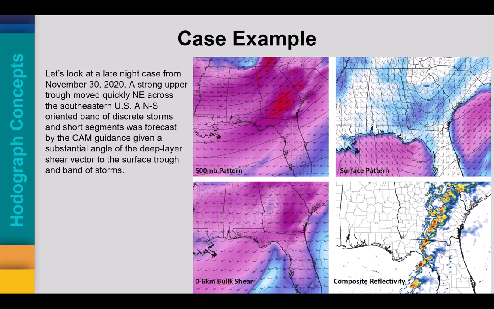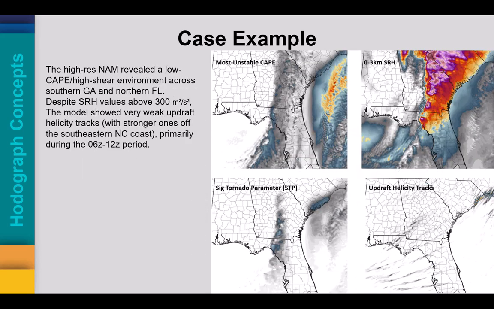We have a north to south band of discrete storms and short segments that was forecast by the CAM models to develop, given a substantial angle of the deep layer shear vector to the surface trough in the band of storms. The high-res NAM revealed a low-CAPE, high-shear environment, typical across southern Georgia and northern Florida in the cool season. Despite SRH values above 300 meters squared per second squared, the model showed very weak updraft helicity tracks, with stronger ones off the southeastern North Carolina coast, primarily during the 6 to 12Z period, as you see here.